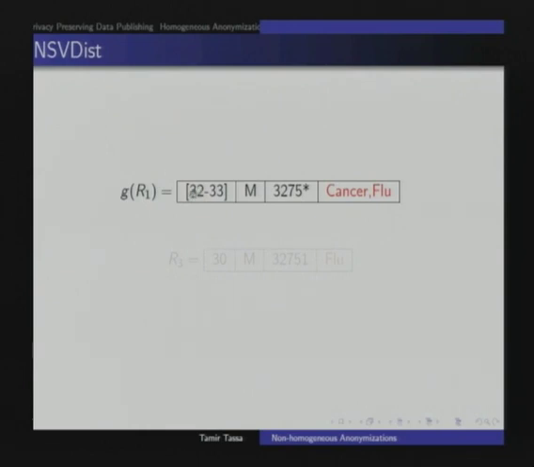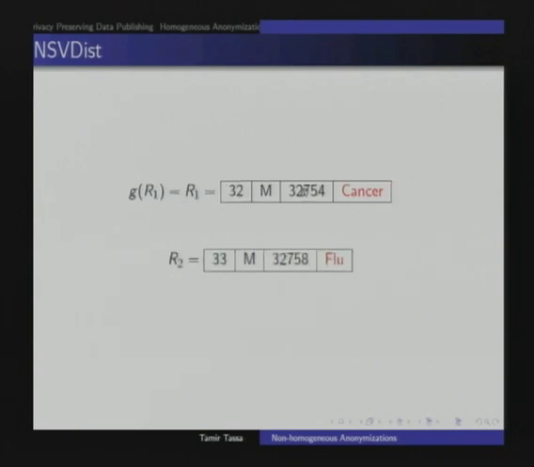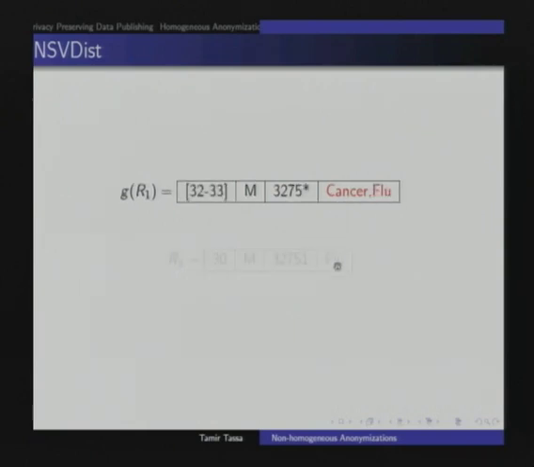We replace the age range with 32 to 33. We replace the zip code with a star here, because if I go one up, you see that the two zip codes are distinct, differing only in the last digit. If the sensitive value here was flu and here it was cancer, now I will write here a list of two sensitive values. Now I will repeat it. I will look for the next record which is closest to this generalized record. Suppose that this is this one. I will then further generalize this record to be consistent also with this one.